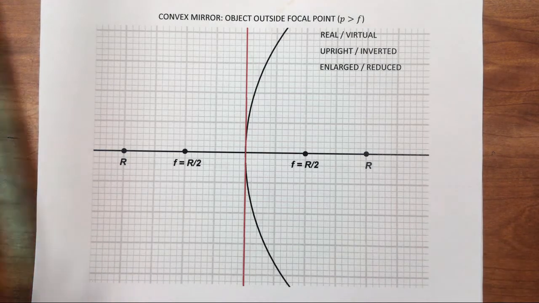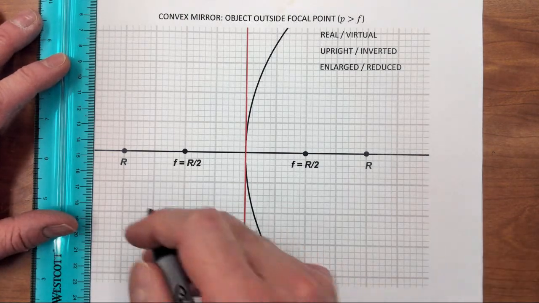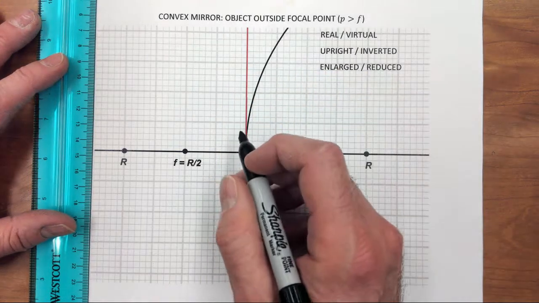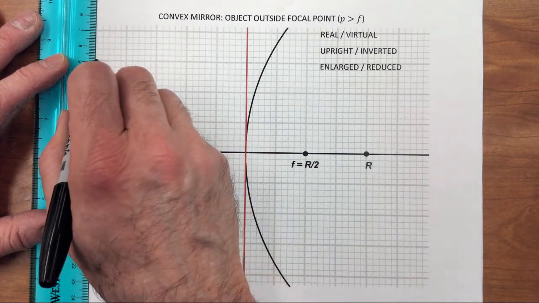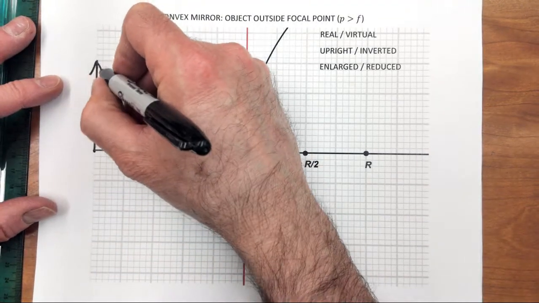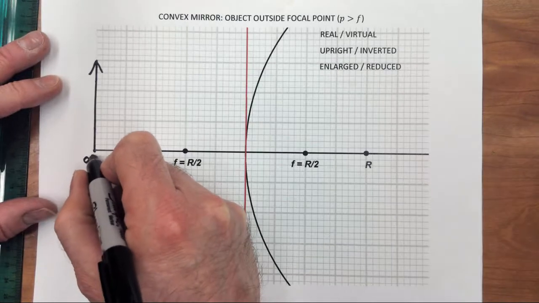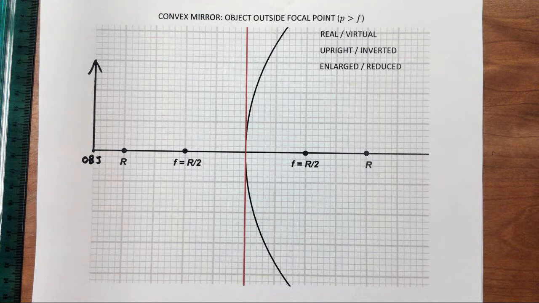Alright, I'm going to do a succession of these, and I'm going to start with the convex mirror. And I'm going to put the object outside the focal point. I'm going to put it just about at the left end of the page. And this is how I draw an object. I'm going to make it dark. That's why I have the Sharpie. And I'm going to label it with OBJ for object.